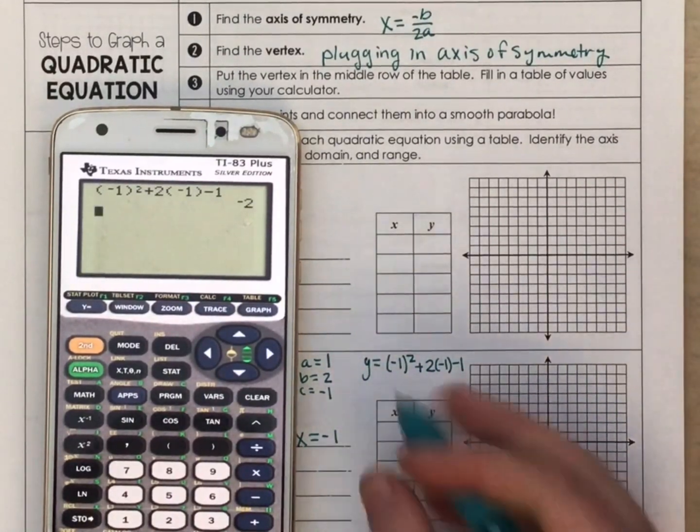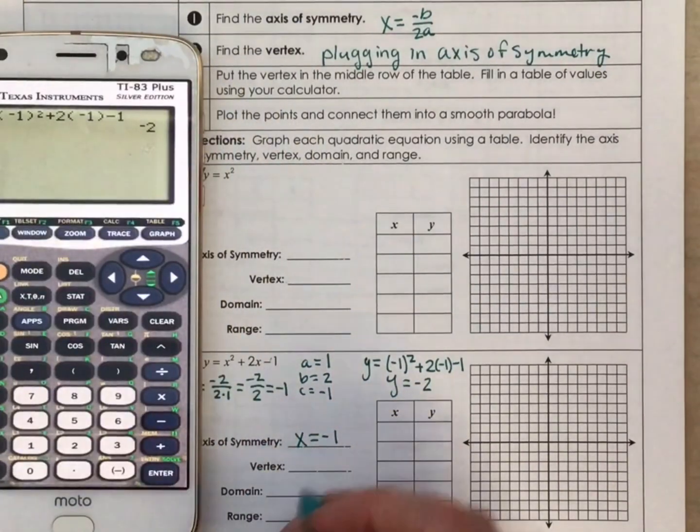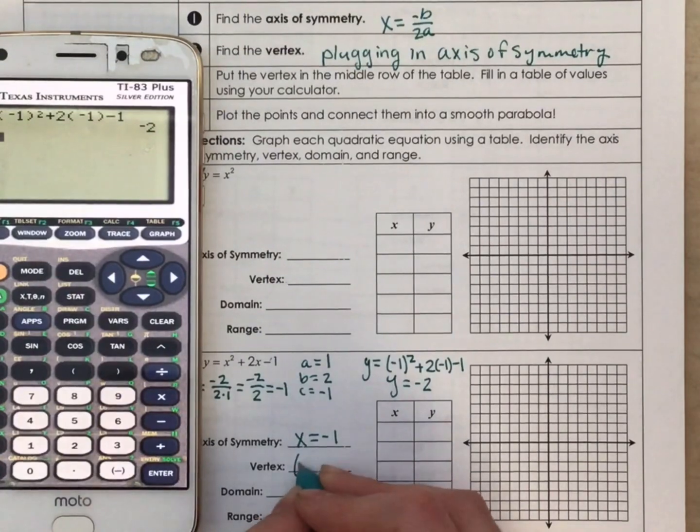And that would give me negative 2. So y is negative 2 when x is negative 1. Remember that the vertex is a point, so we'll have a point at negative 1, negative 2. X comes first.